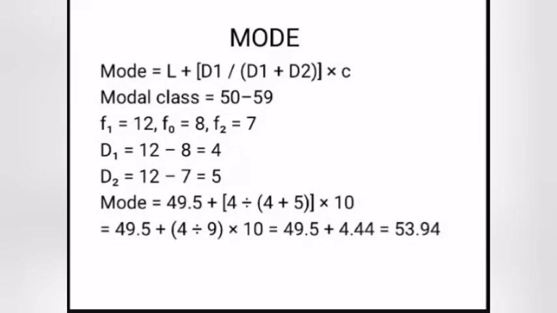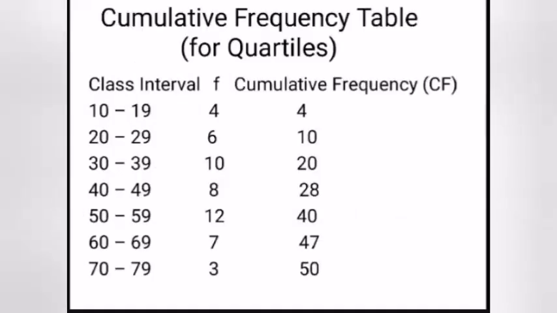The next one is the mode formula, L plus Δ1 over Δ1 plus Δ2 times C. Please, that is not D1, but it's delta 1, that's like a triangle. Delta 1, that's change 1 and change 2 times C. So the modal class is just the class that occurs the most. So using the frequency to check, the class that occurs the most is 50 to 59 because it has a frequency of 12, which is higher than every other frequency there. So the modal class is 50 to 59.